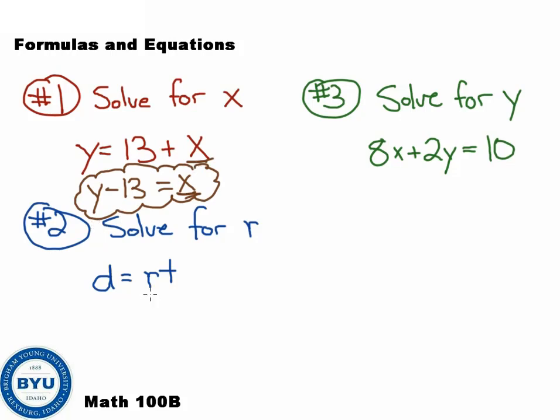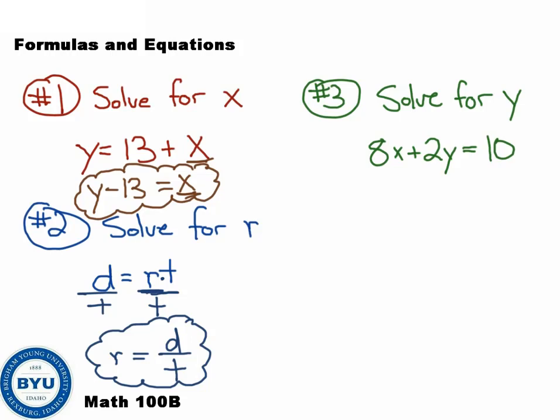On the next one here, we want to get r by itself. So we need to undo this t. It's being multiplied. The opposite of multiplication by t would be to divide both sides by t. We could divide both sides by t, and we would end up getting r equals d over t. That would be the answer for that one.